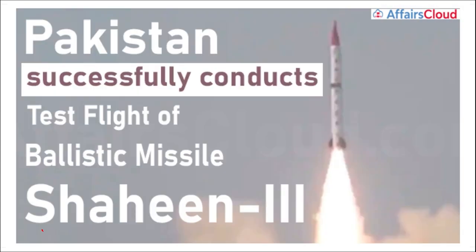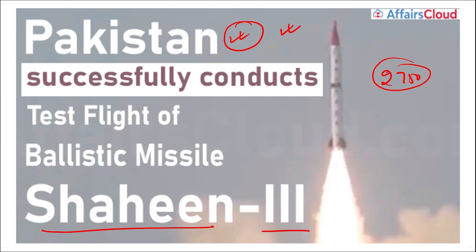Next, we are talking about Shaheen 3. Shaheen 3 is a ballistic missile that was recently successfully tested by which country? It was successfully tested by Pakistan. Shaheen 3 has a range of around 2750 kilometers. It is a surface to surface missile. A question can be asked whether Shaheen 3 is a surface to surface, air to air, or surface to air kind of missile. So it is a surface to surface.